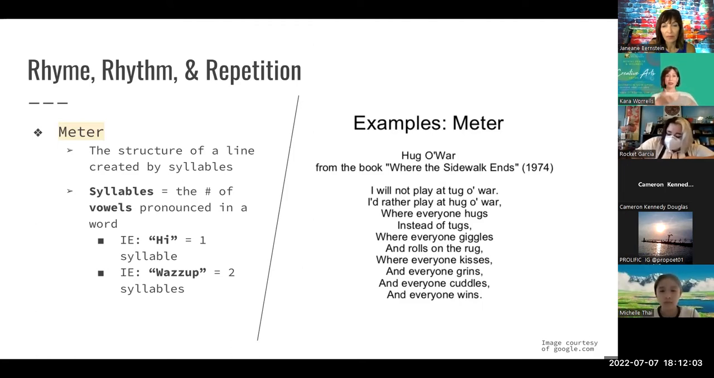Meter is the structure of a line as it is created by syllables. So for example, say that's one line: red fish, blue fish. Those are 4 syllables. Syllables are the number of vowels pronounced in a word. The examples I provided are "hi," which has 1 syllable, and "what's up," which has 2 syllables. Vowels typically are connected with consonants, but they don't always have to be. They can be pronounced on their own, or they can be pronounced with a consonant in a word. Does anybody have any questions about that?